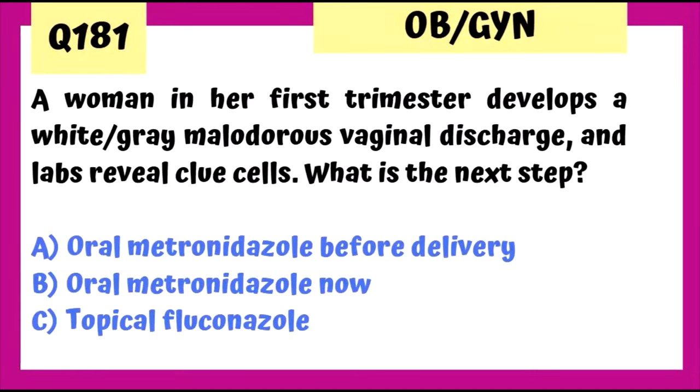A woman in her first trimester develops a white-gray malodorous vaginal discharge and labs reveal clue cells. What's the next step? So you see clue cells, we want to give oral metronidazole, which is safe during pregnancy, and clindamycin would have been another option.